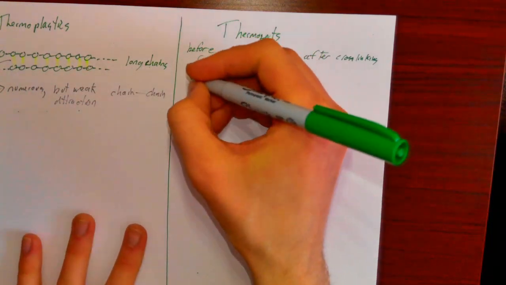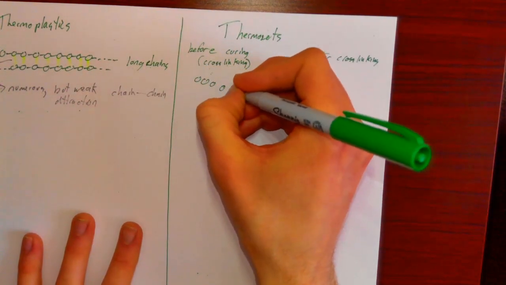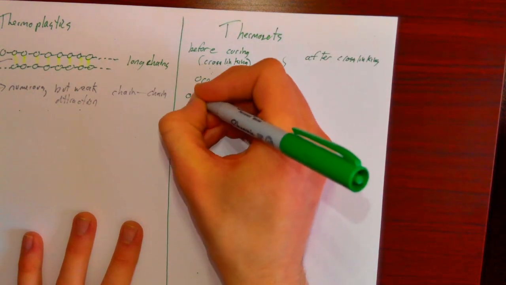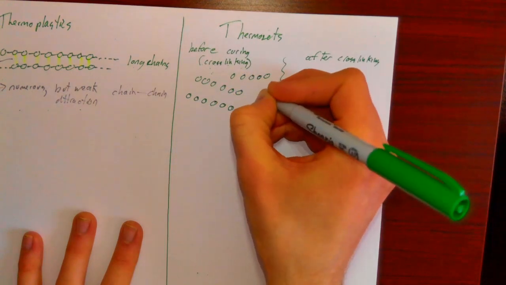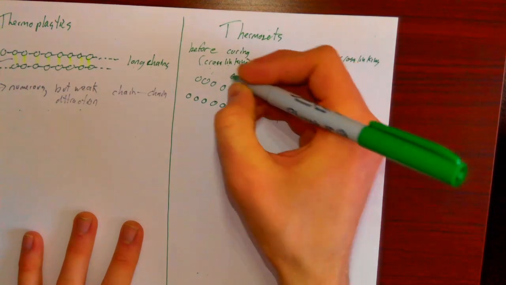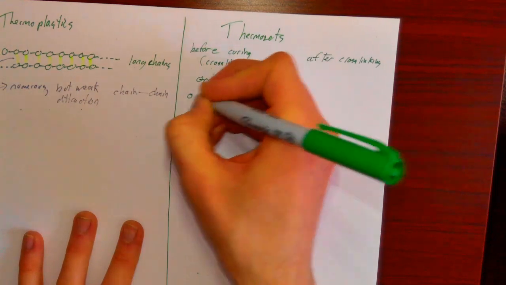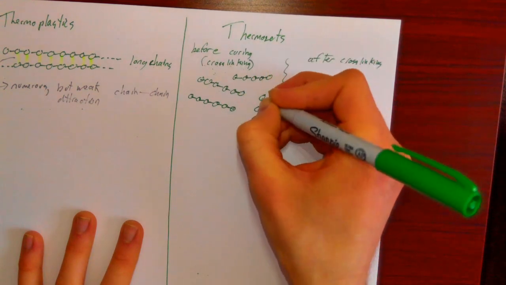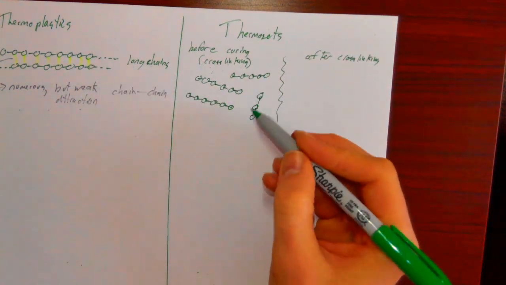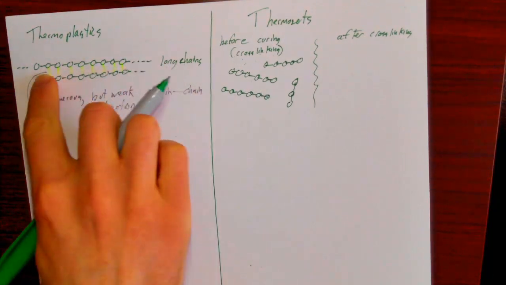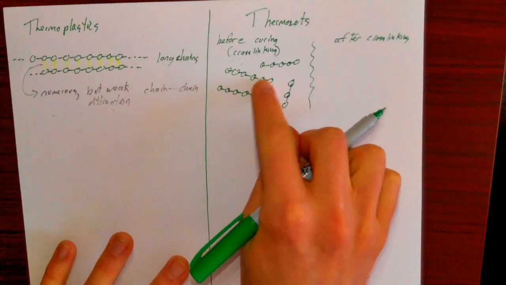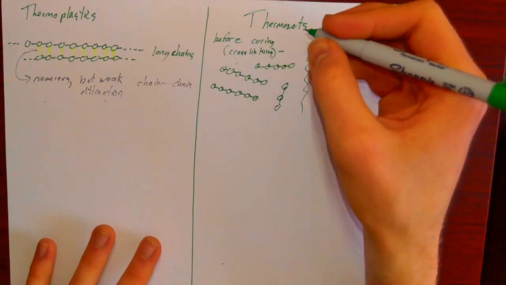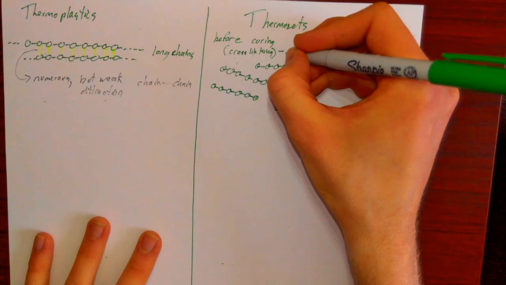So before curing, what you do is you have basically a bunch of short chains of polymers. Each of these chains are covalently bound within themselves, but they're nowhere near as long as the chains of thermoplastics. And basically, because they're short, it's like a gooey liquid. So this flows easily.